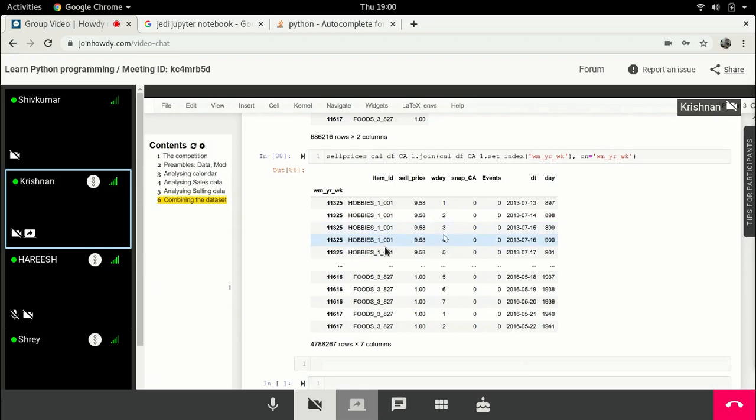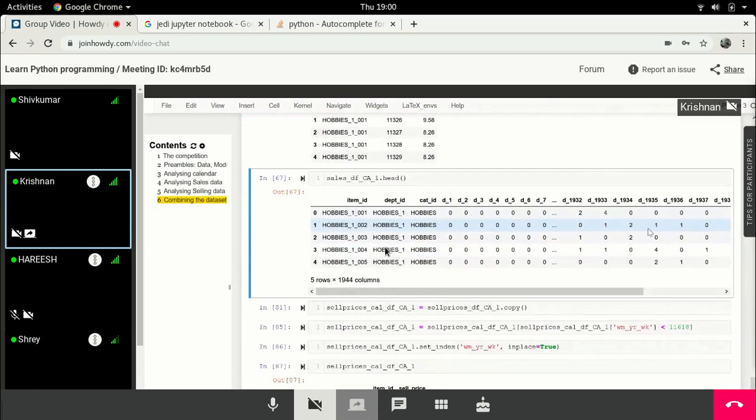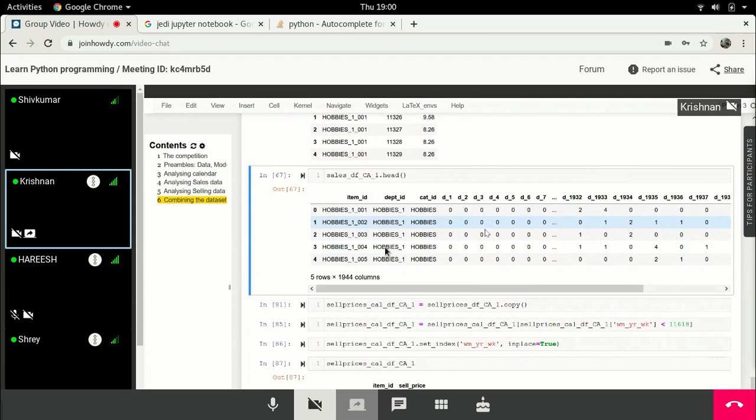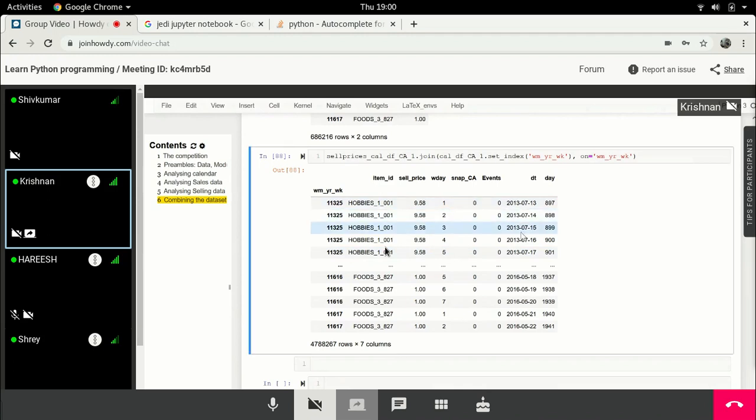Either you can insert the total sold here, or we can move the price to the other one, whichever is okay. Yeah. I mean, if you meant to just move the price here, we can do that. But then if you want to do any analysis, we'll have to merge this, because you need to know the event and all that, right? The day of the week and all that is required.